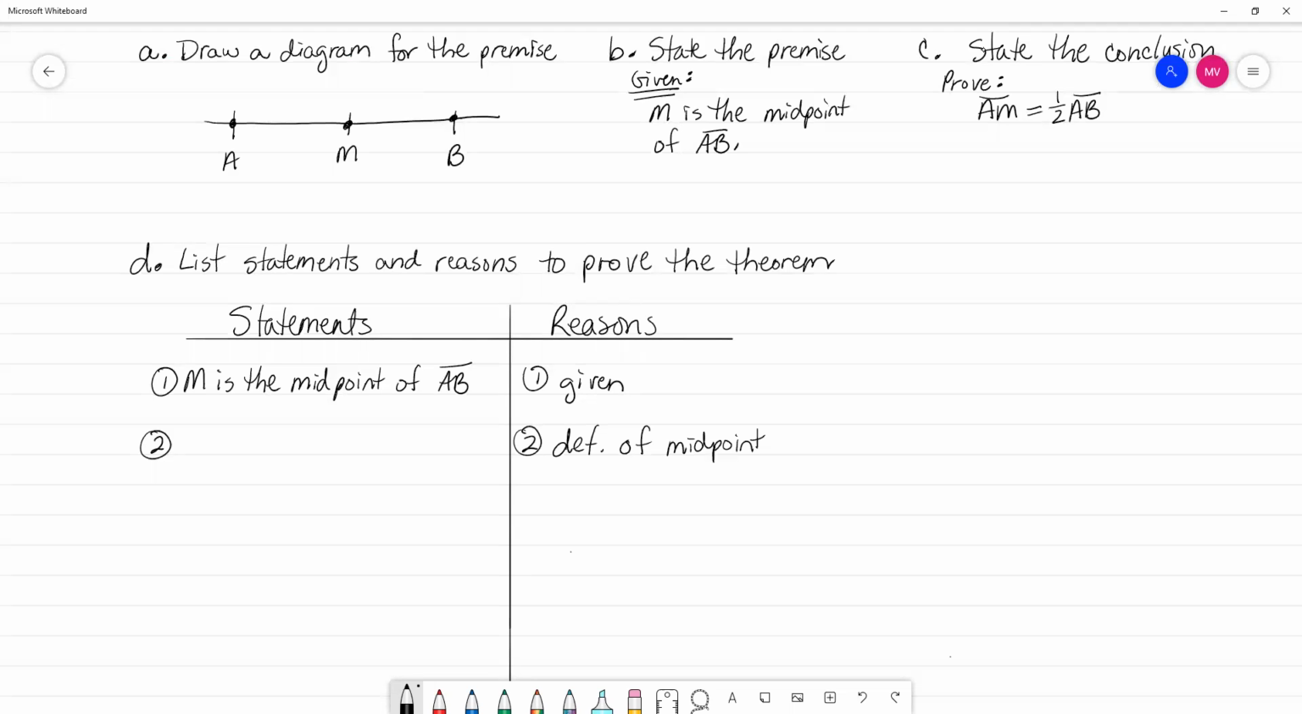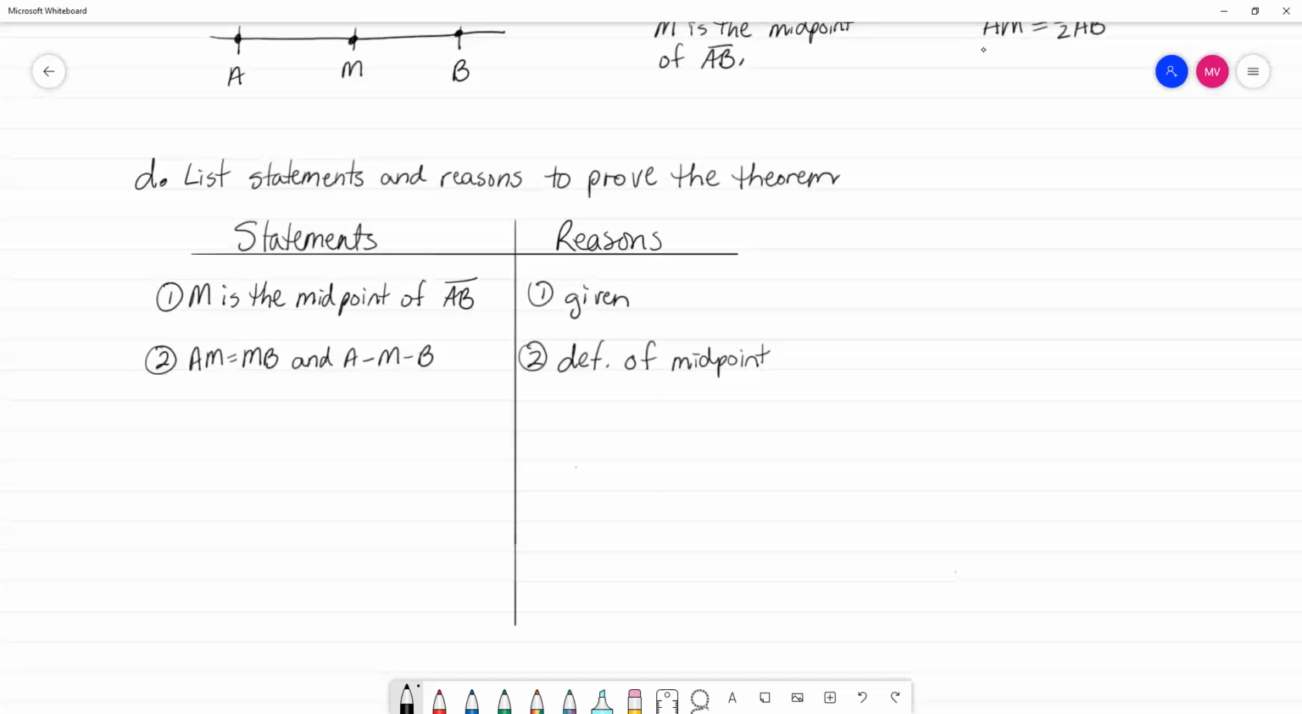Knowing that M is the midpoint of AB means that line segment AM is equal to line segment MB. Okay, this makes sense. I was looking at my conclusion and I was like, wait a minute, that's not going to help me. AM is equal to MB, and M is between A and B. That's what midpoint tells us, two different things. That the line segments are the same length and that M is between A and B.